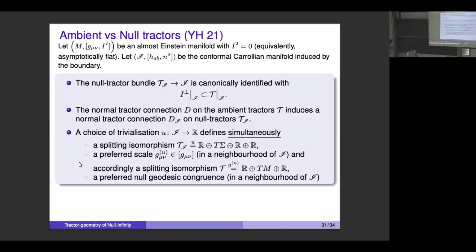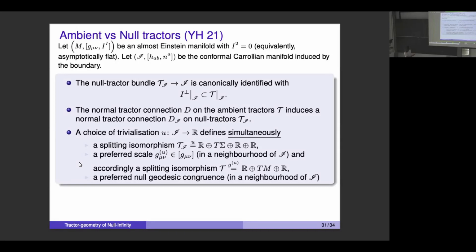So in the usual case, you can do this. Rod explained to us how to do it. In the null case, you can also do it, but it's slightly more painful. But again, you can prove that the null tractor bundle at scri is canonically identified with I-perp. So you take the tractors at the boundary, you have this preferred tractor I, you look for the orthogonal space to this, and you can prove that these are canonically identified. There are no choices, they are the same.